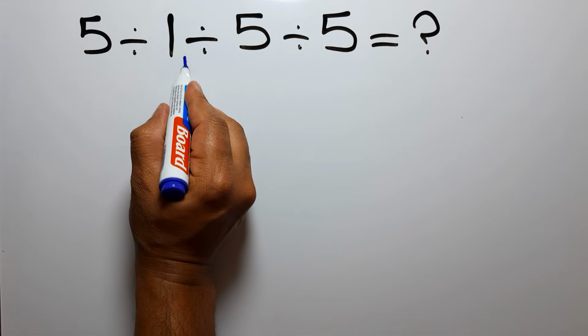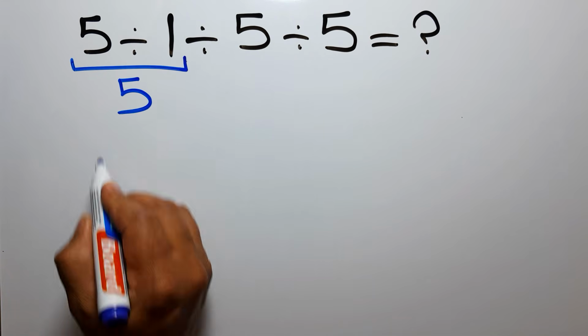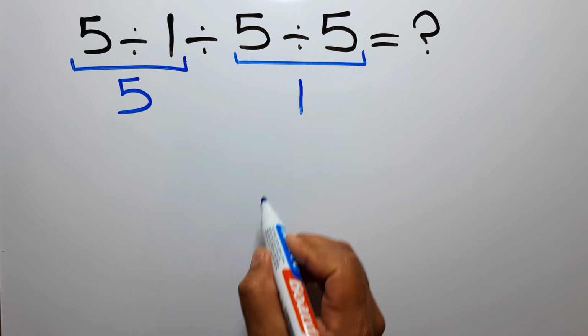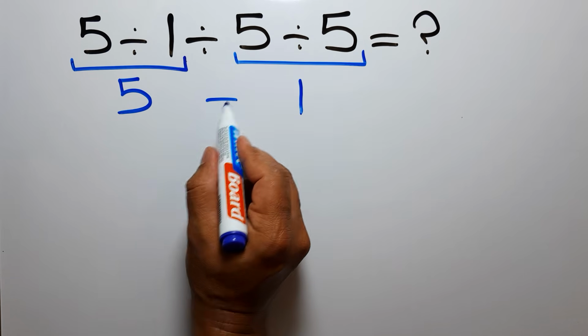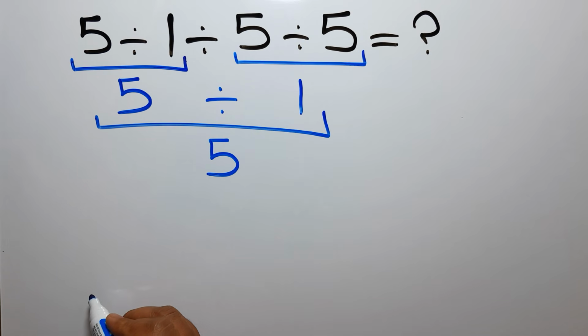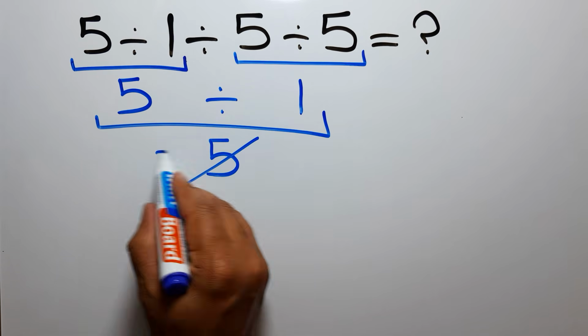5 divided by 1 is just 5. And here we have 5 divided by 5, which equals 1. So we have 5 divided by 1, which equals 5. But this answer is not correct.